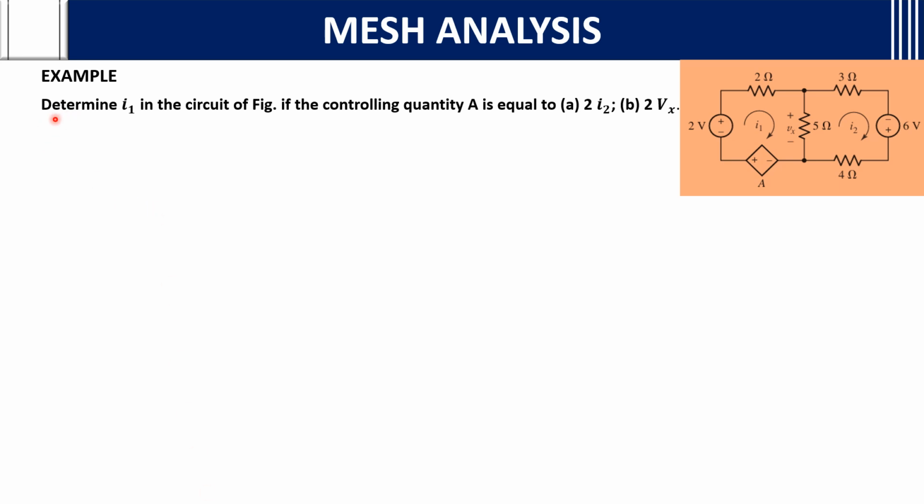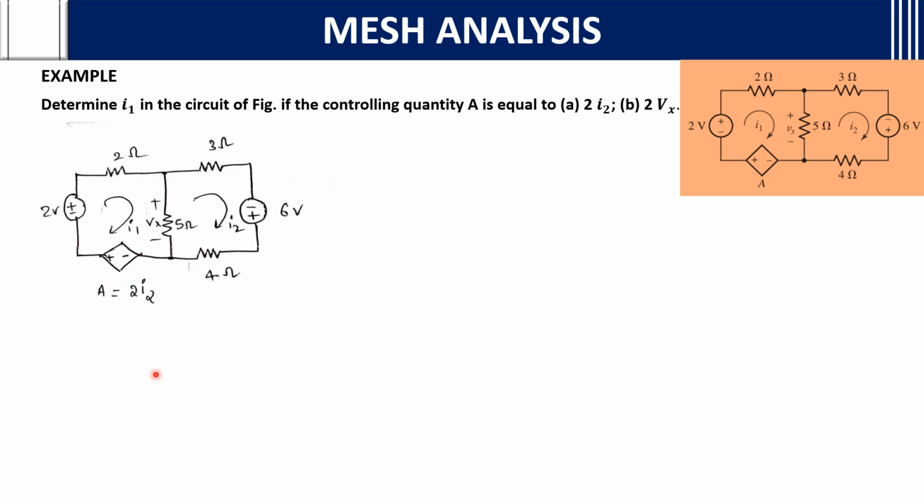Then next question. Determine I1 in the circuit of the figure if the controlling quantity A is equal to 2I2 and B is 2Vx. Two different questions are there. First we will see 2I2. A is given as 2I2. See, I took here A is equal to 2I2.